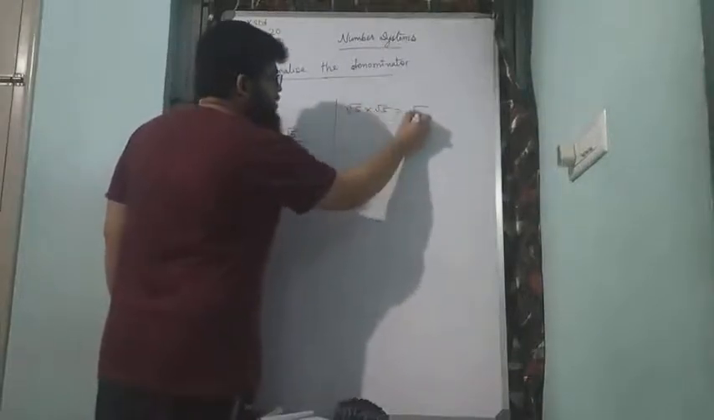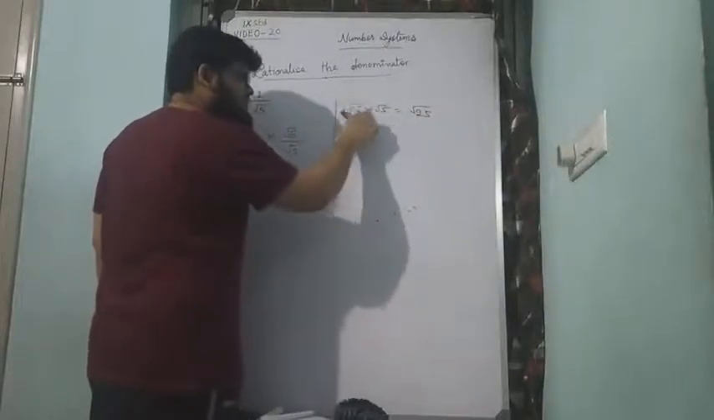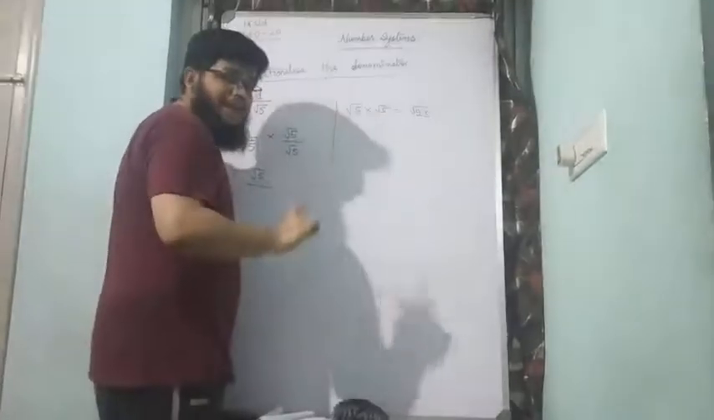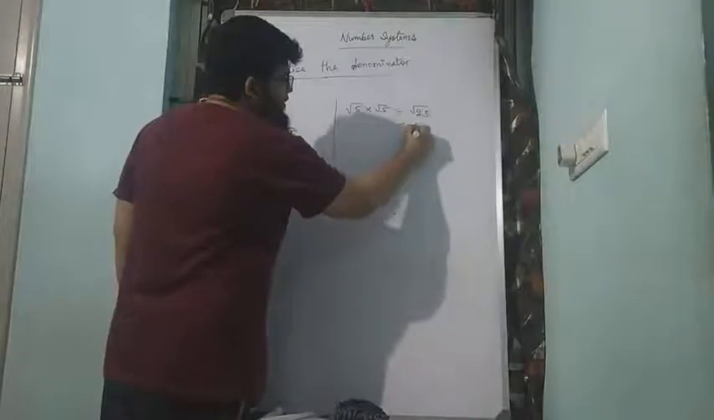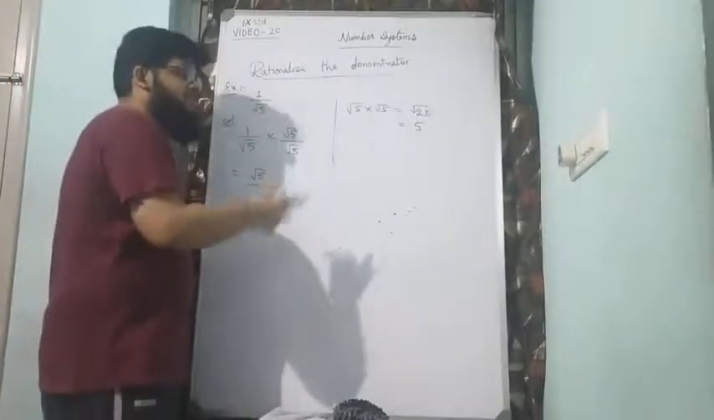Root 5 5s are 25. You can multiply the numbers inside the root. You can't add them or subtract them, but you can multiply them. And square root of 25 is 5. Right? So that is one way of multiplying.